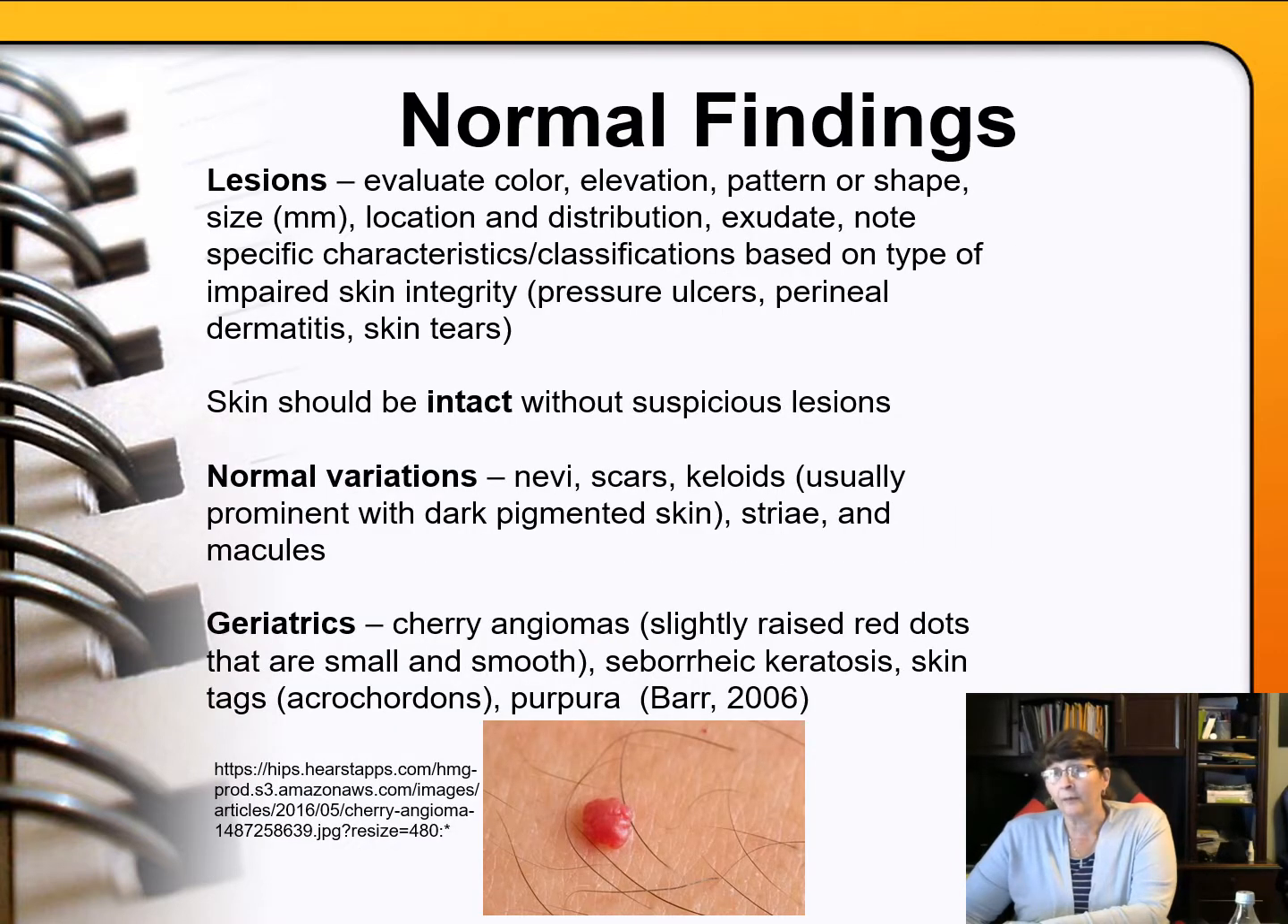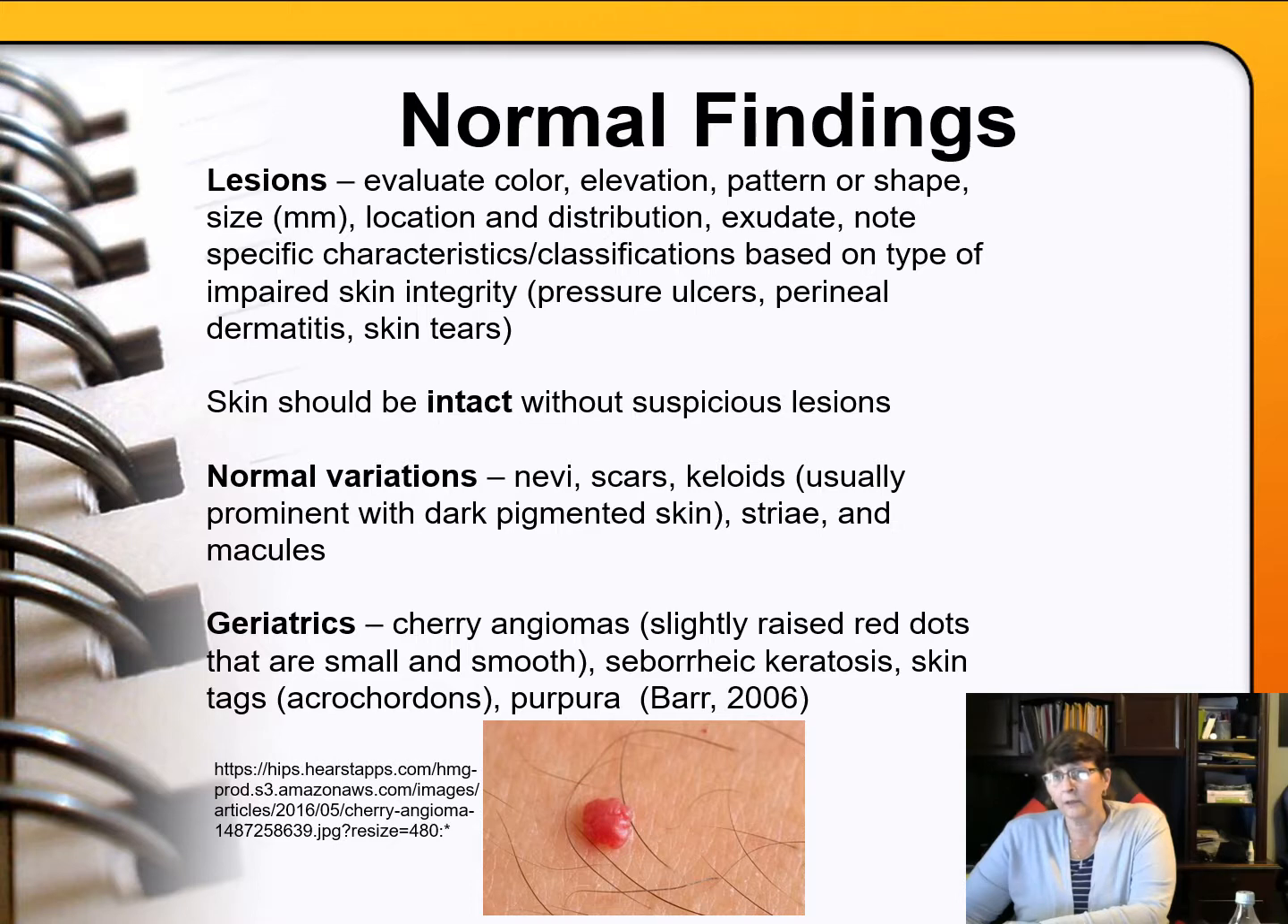Lesions, you need to evaluate the color, elevation, pattern, or shape, and that's measured in millimeters. Here it says centimeters. I'll fix that. Location and distribution, the exudate, note specific characteristics or classifications based on the type of impaired skin integrity. So that would be pressure ulcers, perineal dermatitis, diaper rash, skin tears. Skin should be intact without any suspicious lesions.